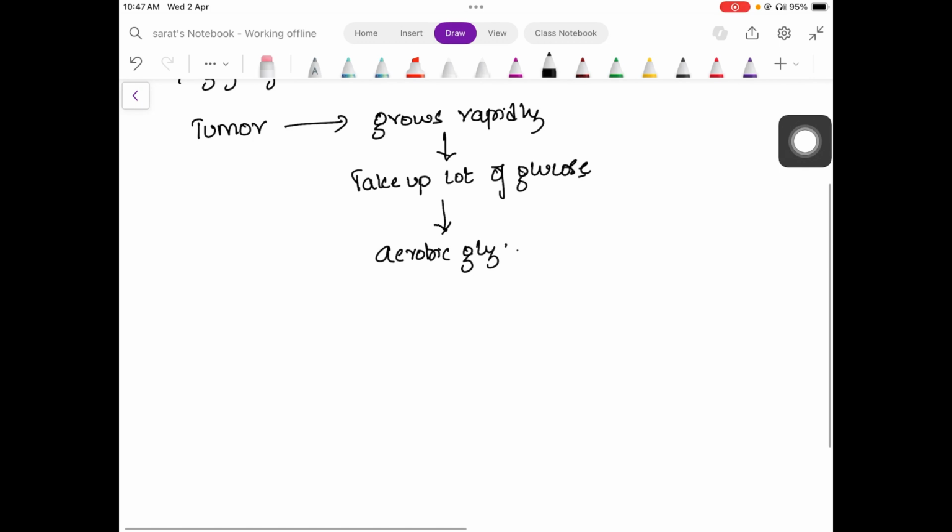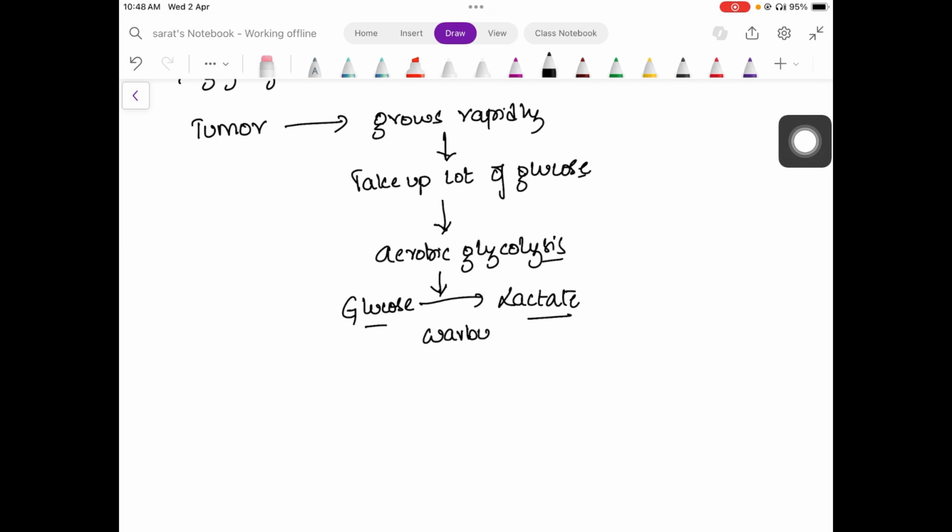The aerobic glycolysis which is occurring in the normal cells is different from the aerobic glycolysis which is occurring in the tumor cells. In normal cells, glycolysis will produce acetyl-CoA, but with aerobic glycolysis in the cancer cells, glucose will be converted into lactate. Even in the presence of oxygen, this glucose will be converted into lactate. And this phenomenon is called the Warburg effect.